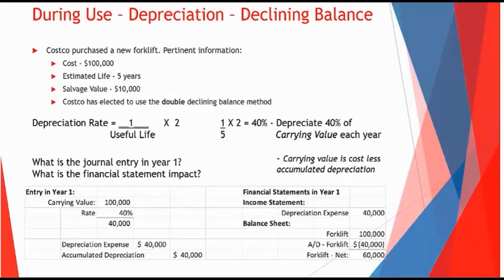Accumulated depreciation is 0. 40,000 instead of 20. Multiply it by 40%. We have 40 grand of depreciation in year 1. That's our expense, and that's our accumulated depreciation. And then similarly, in the balance sheet, we have 40 grand of accumulated depreciation and 60 grand of net book value, which is now also going to be considered our carrying value.